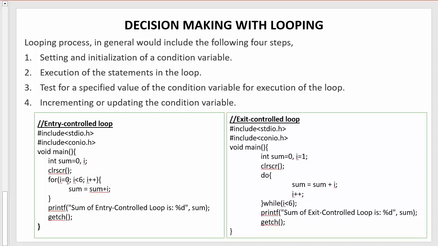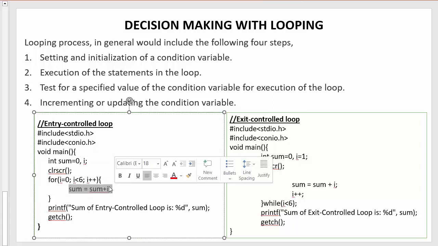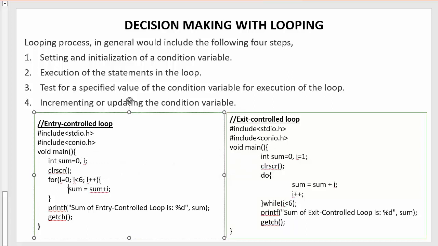Here in this example, you can see the condition is getting executed first, and then this statement is getting executed. If this condition becomes true, then only this statement is getting executed. That means prior to executing this statement, the condition is getting tested. That's why it is called a pre-test loop or entry control loop. At the time of entry itself, the condition is getting tested. That's why it is called an entry control loop.